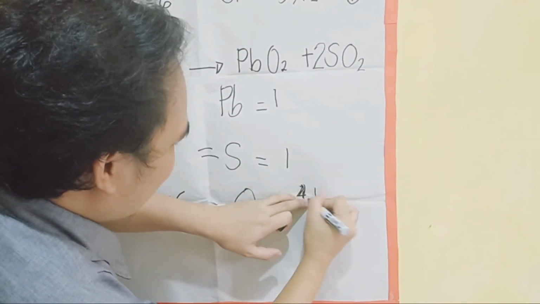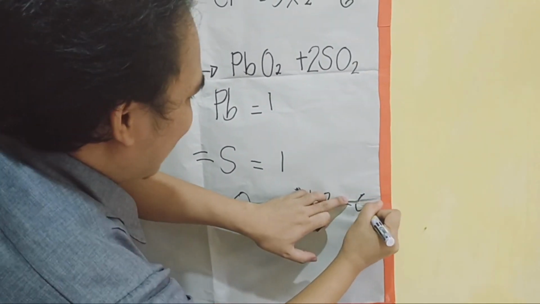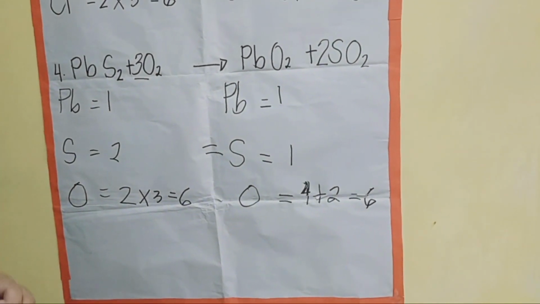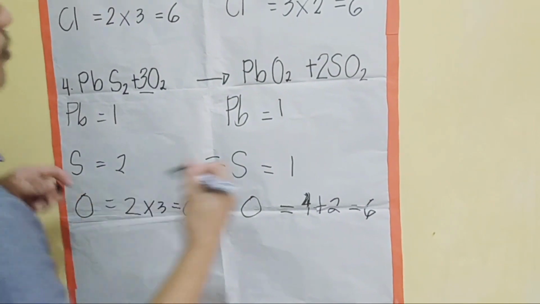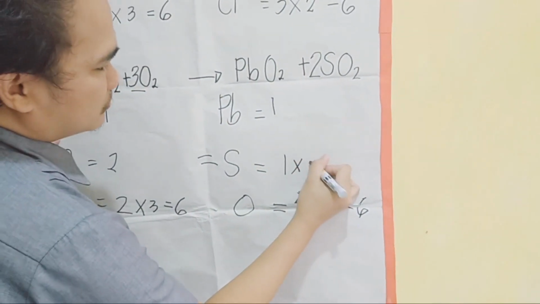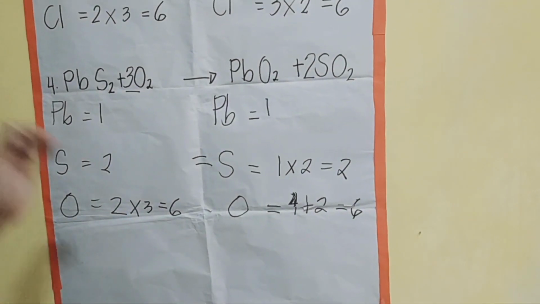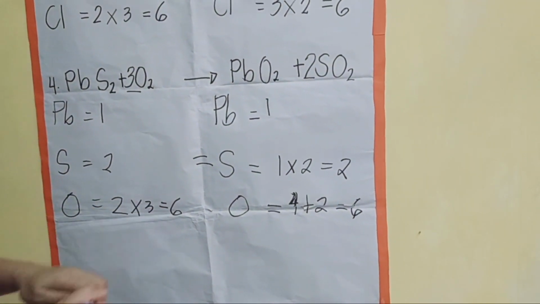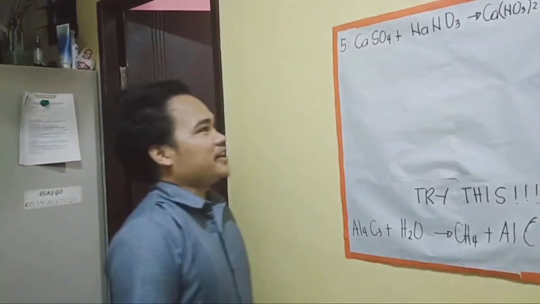So therefore, we have 6 atoms of oxygen. And then the sulfur will become 2, which is equal to 2. So, the chemical equation is balanced.